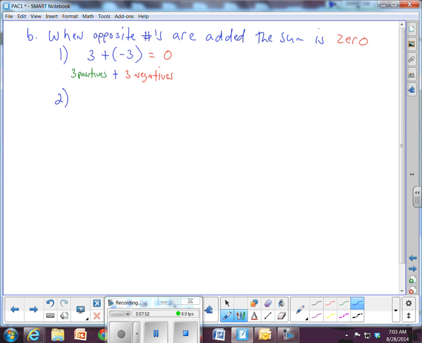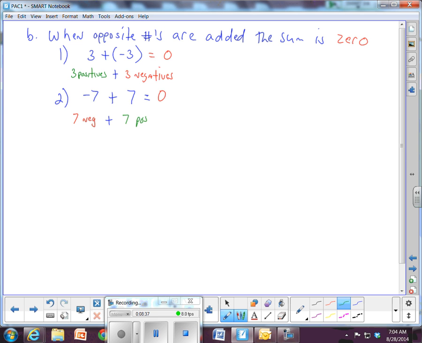Second situation, what if we have the negative in the front? So let's do negative 7 plus 7. So number 2, negative 7 plus 7. And of course, these are opposite numbers again, right? So the sum has to be 0. We know that. So I'm going to start with my red here because my negatives are in the front. So I have 7 negatives, and I'm usually going to abbreviate negatives with NEG. And what do we have? Plus, and then go to green here, 7 positives, and I'll abbreviate positives with POS. So I've got 7 negatives and 7 positives.